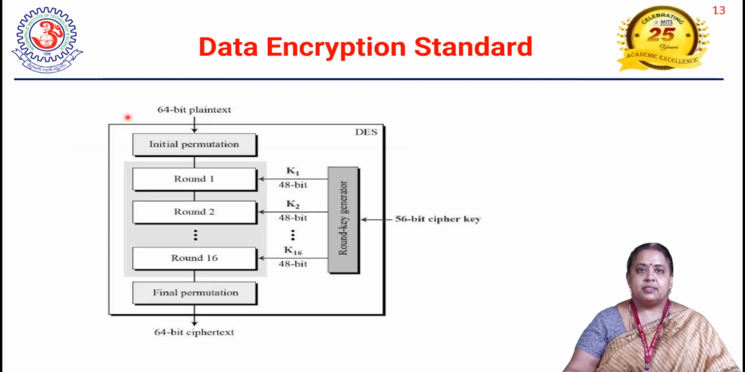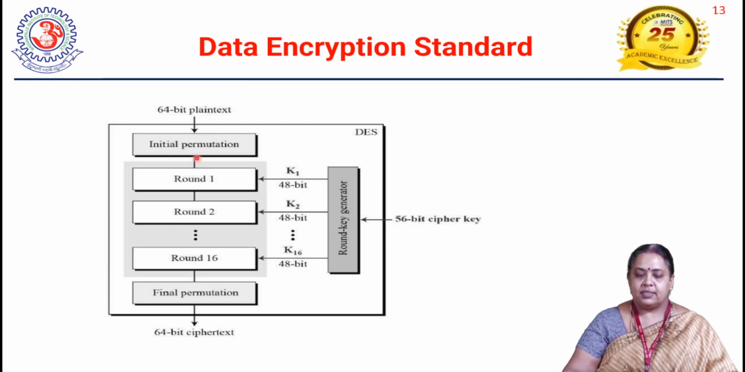And this is a general structure. This is the overall structure of the DES algorithm. The input for this DES algorithm is 64-bit plain text. We are operating on a block because it is a block cipher. We are going to operate on the block, so the block size is 64-bit. Here we have 64-bit plain text, which is the input for this DES algorithm.